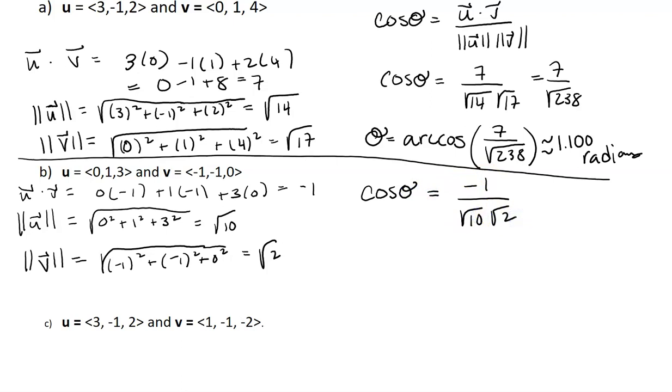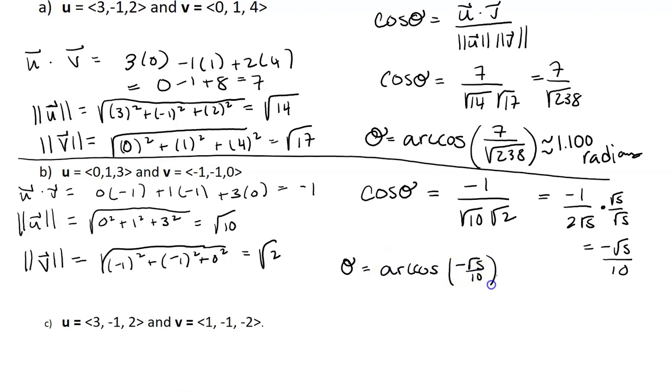root of 2, which is -1 over 2 square root of 5, and then if you rationalize it, you get -√5 over 2 times 5, so -√5 over 10. Theta will be the arc cosine of negative root 5 over 10, which is approximately 1.796 radians. So very similar to the last one.